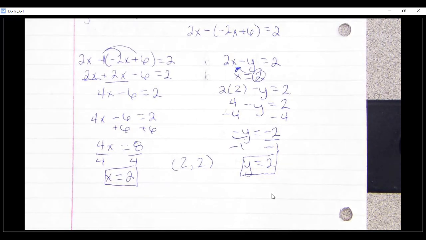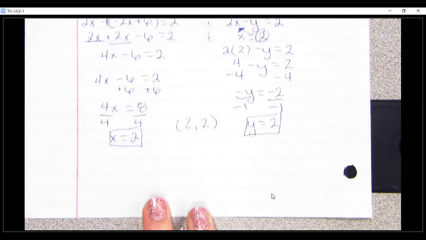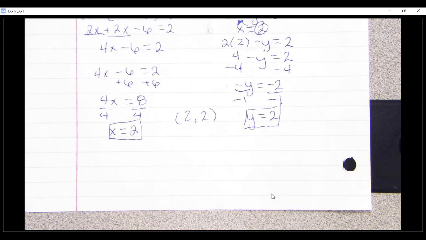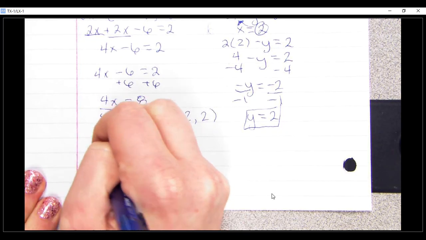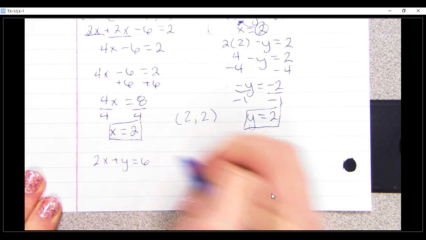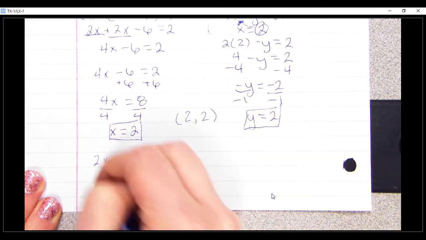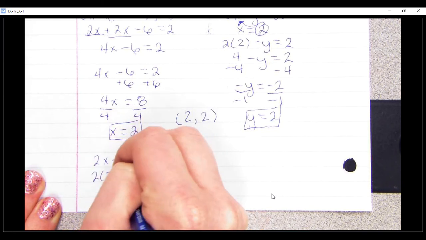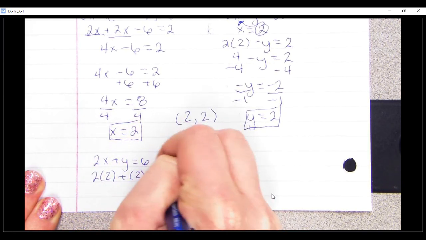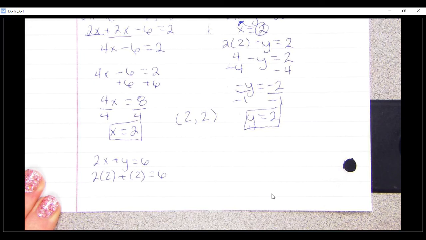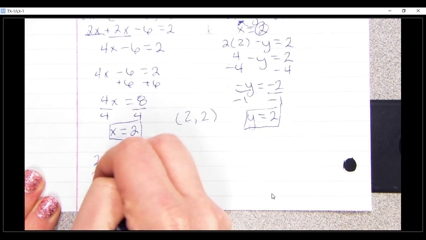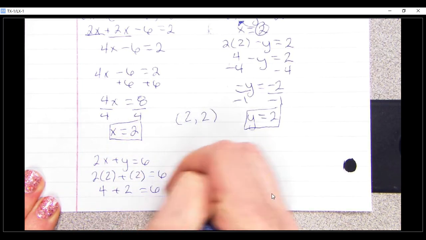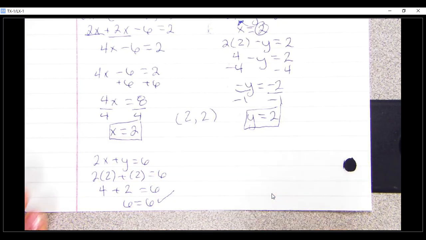Remember, you can always check, which is what brings us to step 9. And it says plug your point into the other original problem and check your answer. So our other original problem was 2x plus y equals 6. Instead of x, I'm plugging in 2. And instead of y, I'm plugging in 2. And that should equal 6 after being added. Let's check. 2 times 2 is 4. Plus 2 is 6. Yay, we have done it correct. It's a lot of work, but I know you can do it. Good luck.